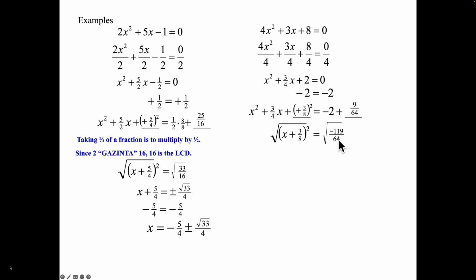Oh, wait a minute, we got a negative. We're going to get an i times the square root of 119 on the top. The negative comes out as i. Then we have the square root of 119. Square root of 64 is 8. It's on the bottom. All right, we're inside the parentheses. Subtract over the 3/8. Sneak it in front of the plus or minus. And there's our answer.